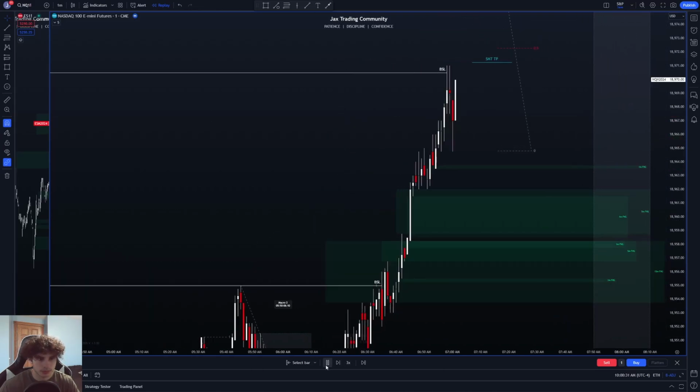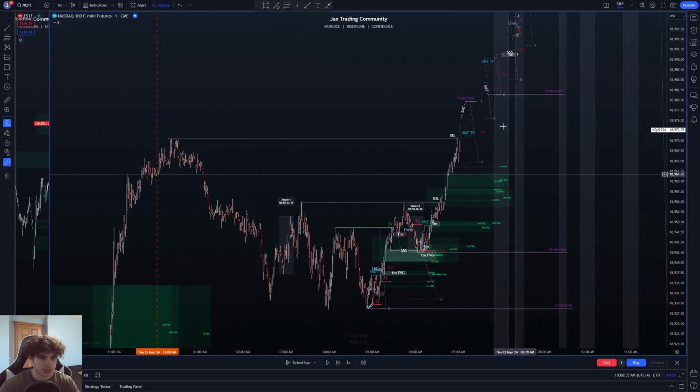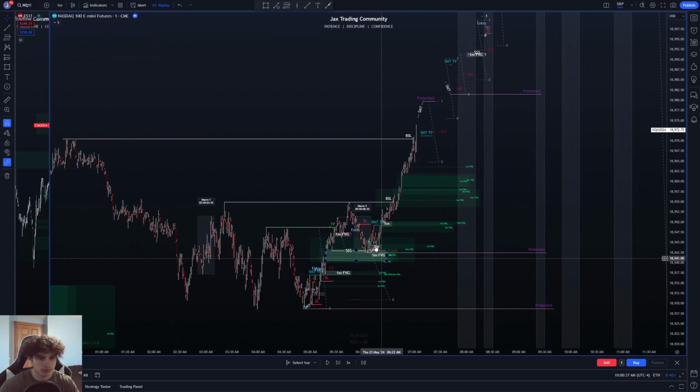So we're coming up, we take out this buy side liquidity. So now that's this model right here, that's this fractal completed.